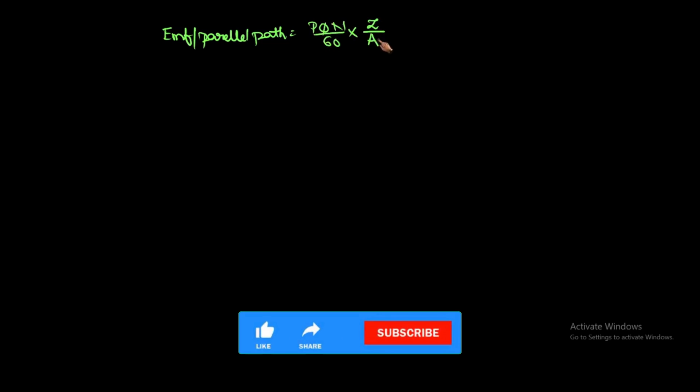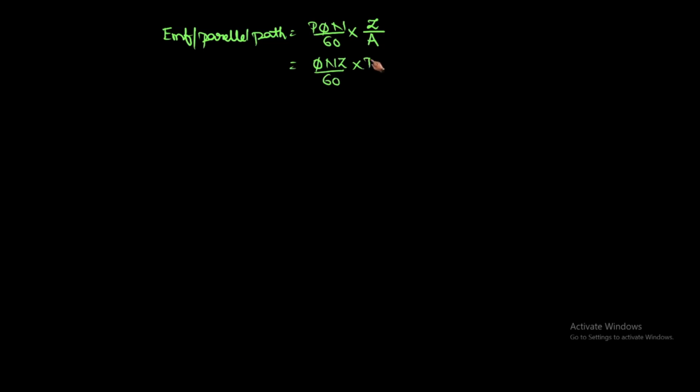Next you see here, the EMF for each parallel path, that is our target. The EMF per parallel path is equal to P phi N divided by 60 into Z, the number of conductors, divided by the number of parallel paths, so that you get the EMF per parallel path. This can be modified as phi N Z by 60 into P by A.